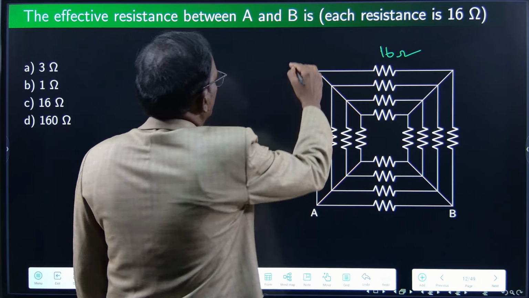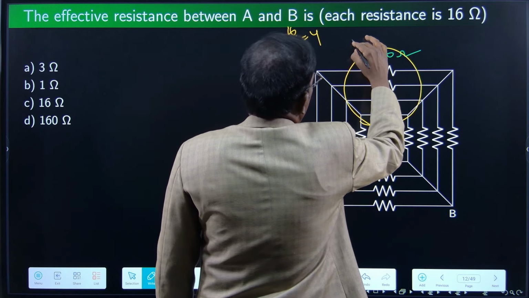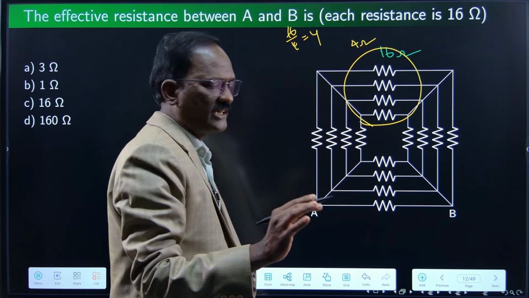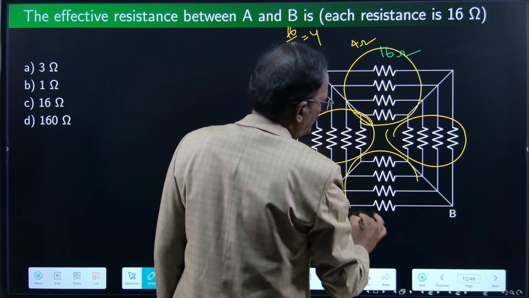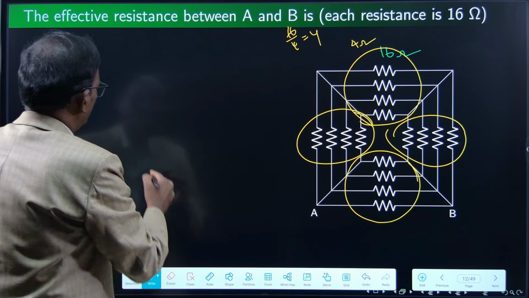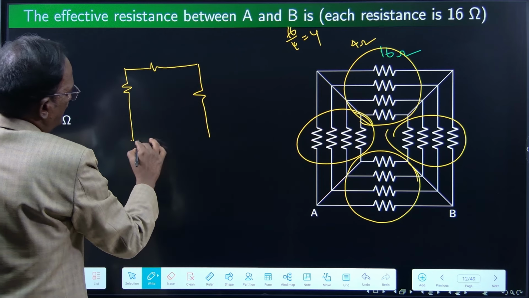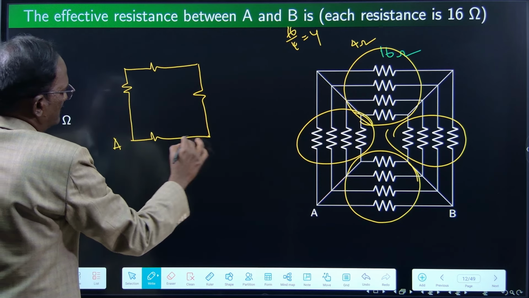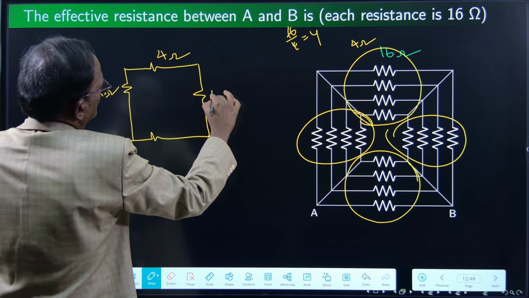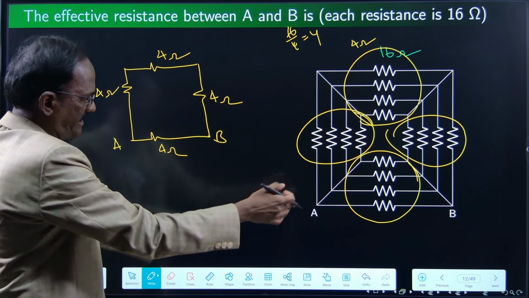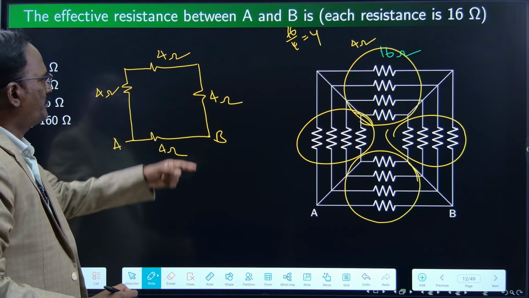4 resistors are connected. 16 by 4 is equal to 4. So this part is having only 4 ohms, the equivalent value. Similarly, this part 4 ohms, 4 ohms, 4 ohms. Between A and B, what is the question? So the equivalent value will be, if you redraw the circuit, it will look like this one. A and B, right? 4 plus 4 plus 4.